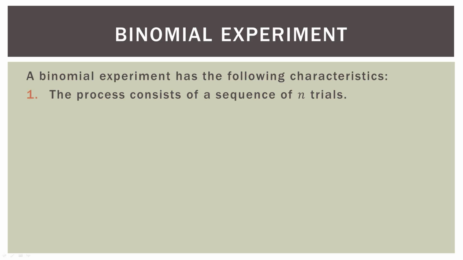Number 1, the process consists of a sequence of n trials. So we're going to call these iterations. If we have a sequence that is 6 trials, we have the first iteration, the second, the third, fourth, fifth, and sixth. So 6 trials. And that number of trials is fixed. So whatever our n trials is.